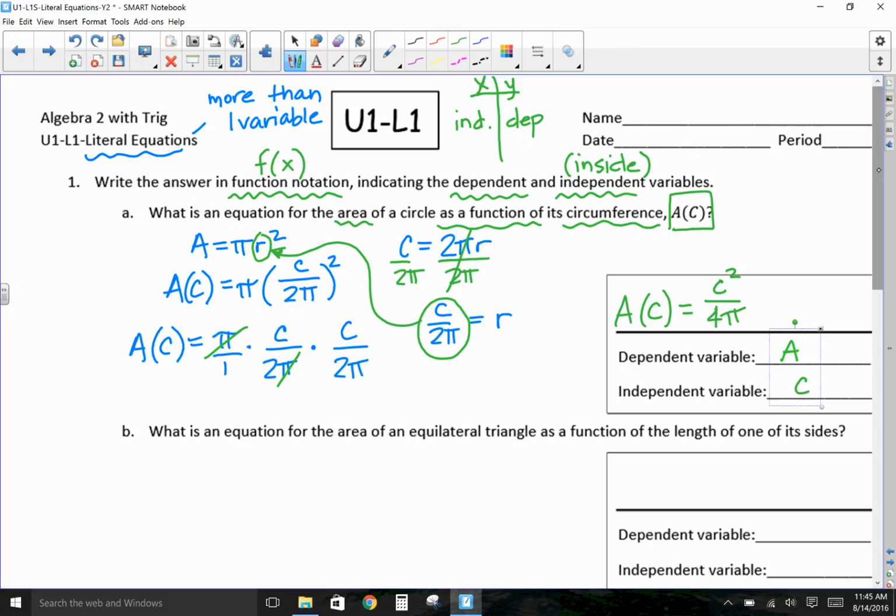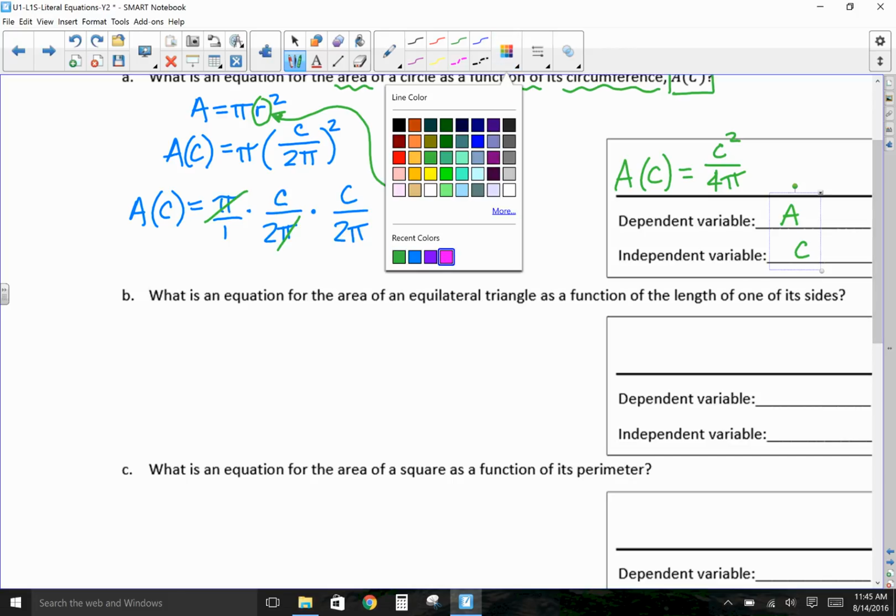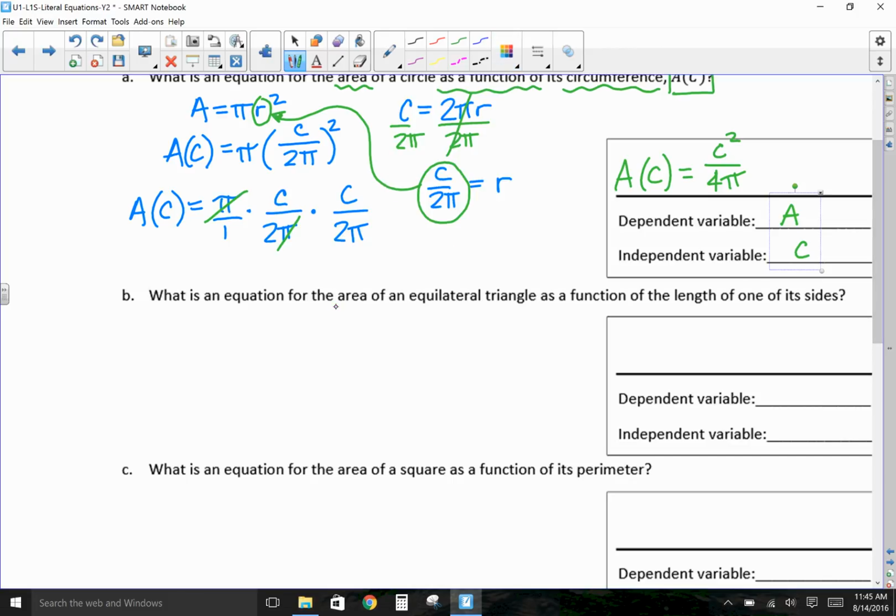Okay, let's go with B, and this is the last problem. So, all right. What is the equation for the area of an equilateral triangle as a function of the length of one of its sides? So I know I'm going to have area as a function of something. Now you might choose L, but we're actually going to choose S because I know that it's equilateral, and that's the letter that we use when we know that a figure has all sides that are equal. Which means the side length is the independent variable, so this is S, and the dependent is A.